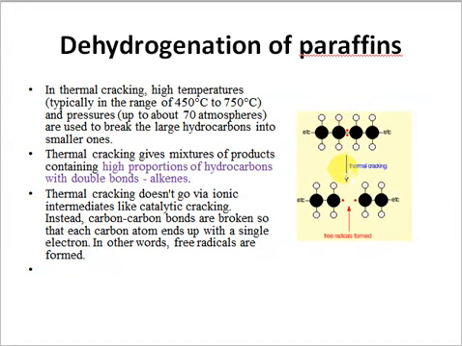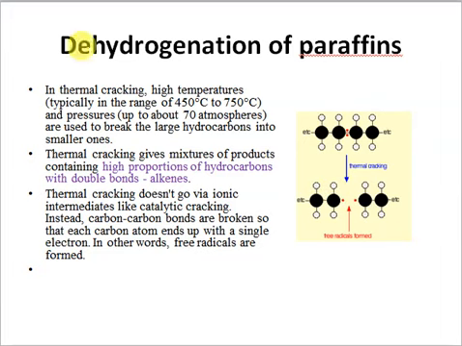This bond is broken under thermal cracking conditions, and this cleavage of a bond is called homolytic cleavage. Right, so what is homolytic cleavage? Homolytic cleavage is a cleavage in which, after bond breaking, each of the atoms gets one electron. So each of these carbons will get one electron. A species with an unpaired electron is called a free radical. So the thermal cracking process involves a free radical process.